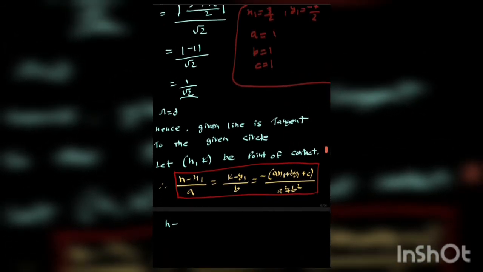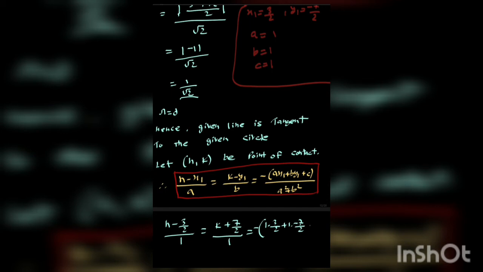So by that, what is x1? 3 by 2, by what is A? 1 is equal to K plus 7 by 2. Why? Because minus of minus plus, and minus A1 into 3 by 2 plus 1 into minus 7 by 2, and what is C? Plus 1 by 1 square plus 1 square.